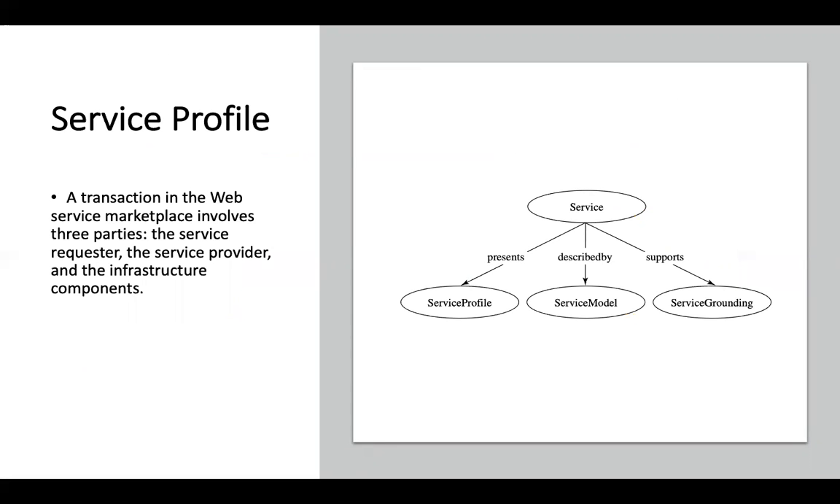First is the service profile. A transaction in the web service marketplace involves three parties: the service requester, the service provider, and the infrastructure components. The service requester seeks a service to perform work, and the service provider offers a service. The infrastructure components are available to facilitate the process and include items such as registries to match the request with the available offers. Within the OWL-S framework, the service profile provides a way to describe the services being offered and the services required.